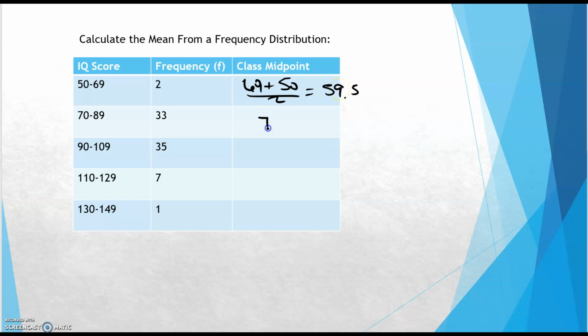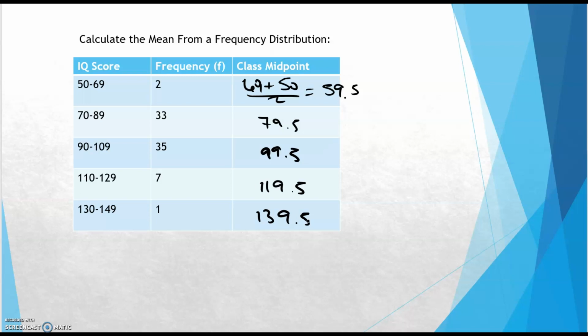So then you'll have 79.5, and then 99.5, and then 119.5, and then 139.5. So what we're essentially saying is, within my data set, I have two 59.5s. I have 33 79.5s. I have 35 99.5s. I have 7 119.5s. And then one 139.5. Now what we're trying to do is find the mean.